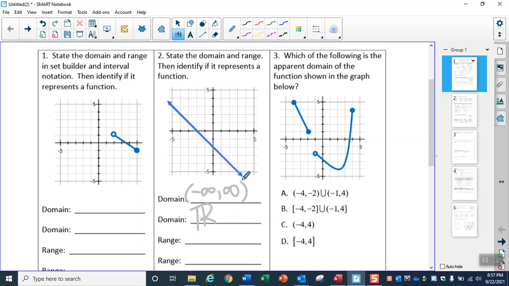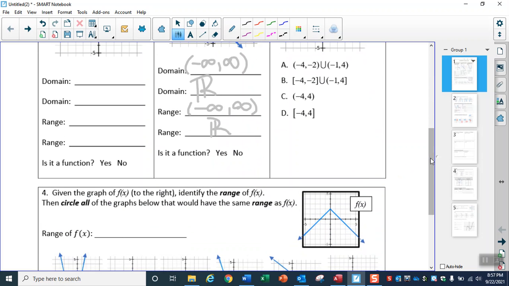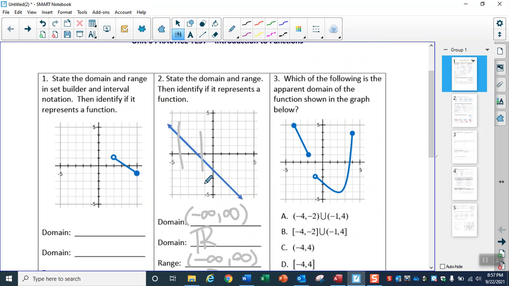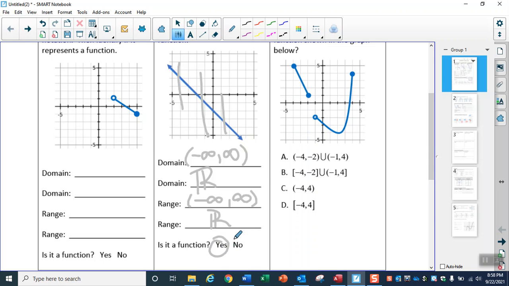Range, it goes bottom to top, all the way down and all the way up. So it's the same thing for the range. Negative infinity to positive infinity. All right, which is all real numbers. Is that a function? Well, vertical line test, boom, only crosses one time, so yes.